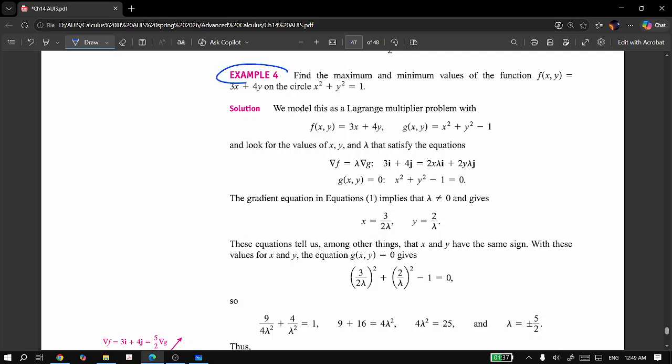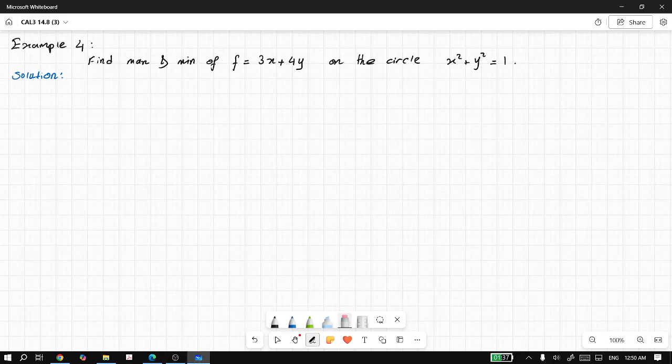Here in example 4 it requires us to find the maximum and the minimum value of the function 3x plus 4y with respect to the constraint x squared plus y squared is equal to 1. Or we can say finding the max and min of this function on the circle x squared plus y squared equal to 1. Okay, so here again we have to write what's required from us. The functions that we have are f equal to 3x plus 4y, with the condition that g is equal to x squared plus y squared minus 1.